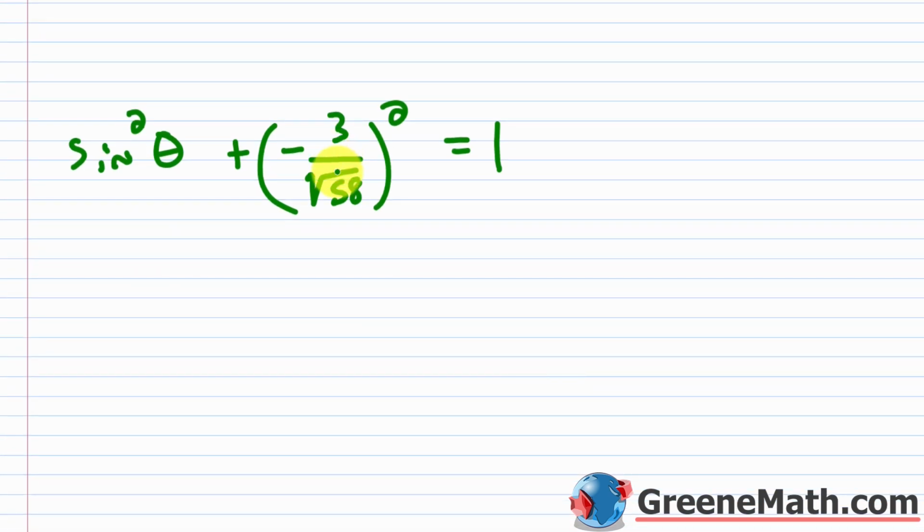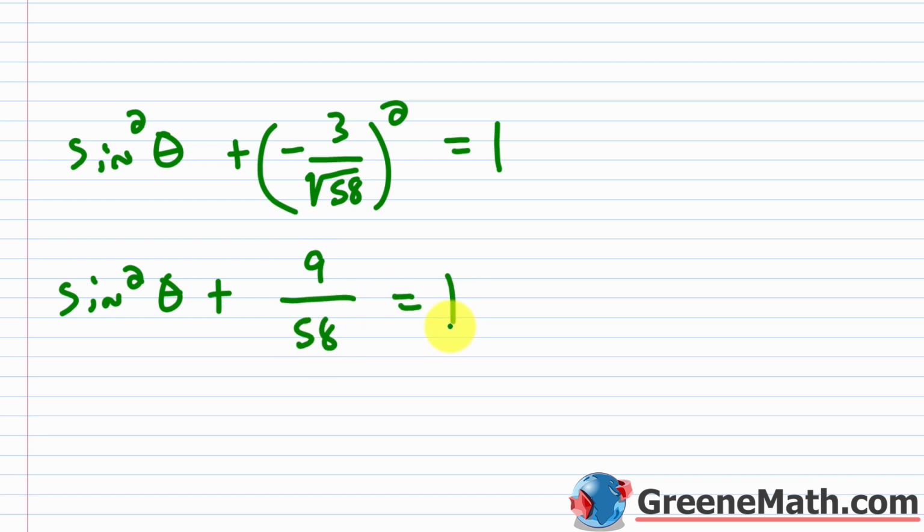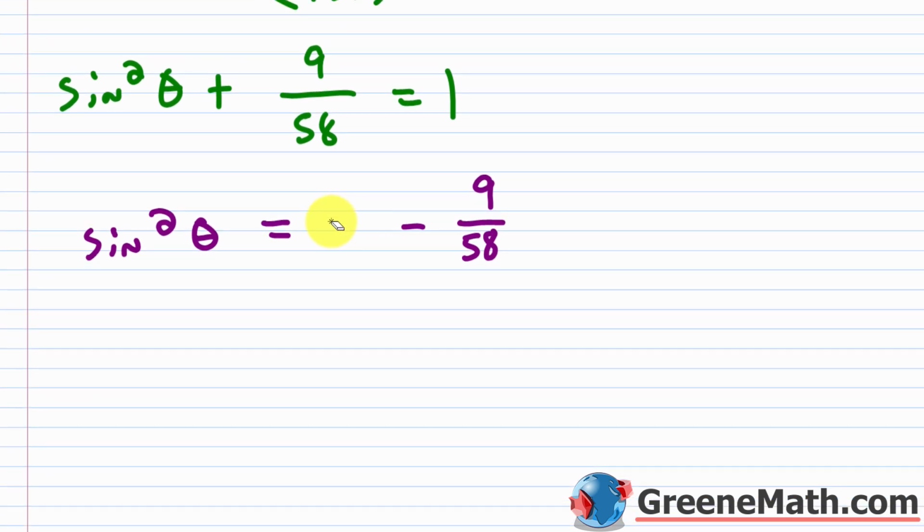So if I square this, let's just go ahead and put sine squared theta plus. If I square this, I'm going to get positive, of course, 9 over 58. And this equals 1. Okay, so all I got to do is subtract this away from each side of the equation. So I'll have sine squared theta is equal to 1 minus 9 over 58. And of course, we just get a common denominator going. So I'm going to say this is 58 over 58. And 58 minus 9 would be 49. So this is 49 over 58.